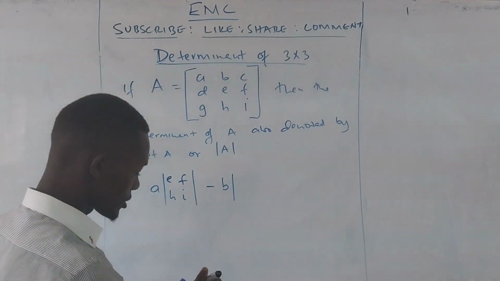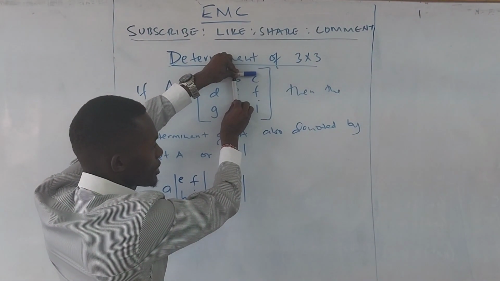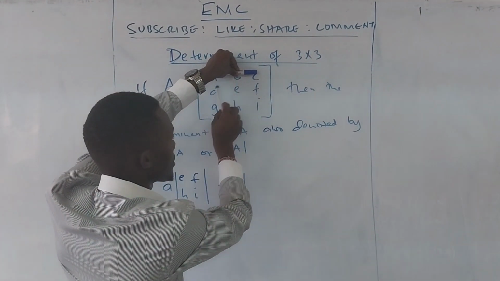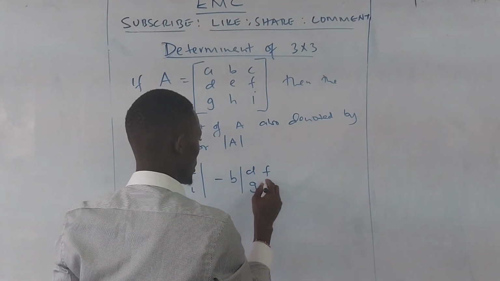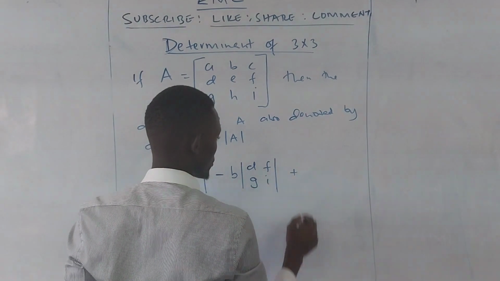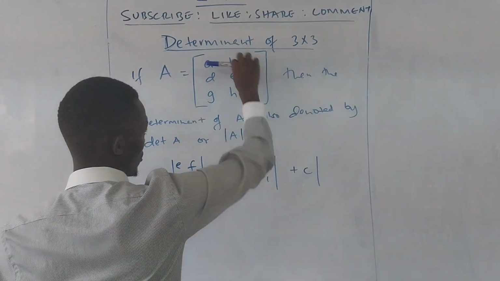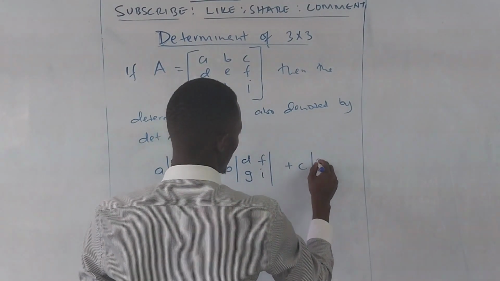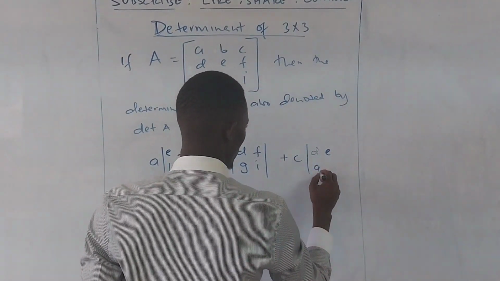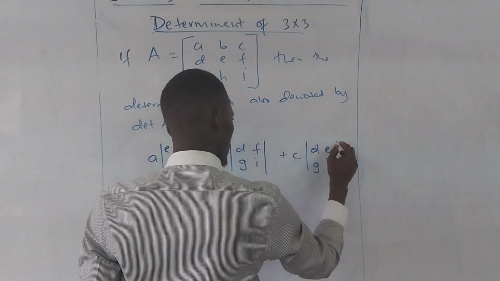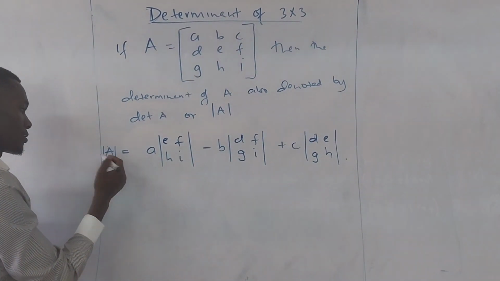Then again, close the row and the column on which b appears. So you close that. So which elements do you remain with? d, f, g, and i. Then the last element is positive, then c. So you get positive c again. Close this, close this. So you remain with d, e, g, and h. And that is the determinant of A.